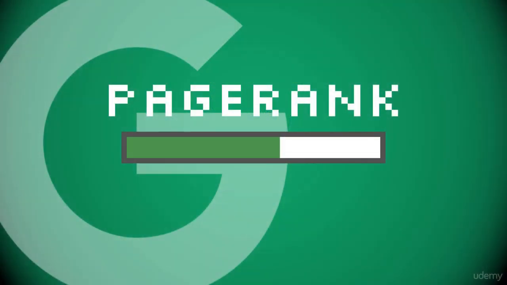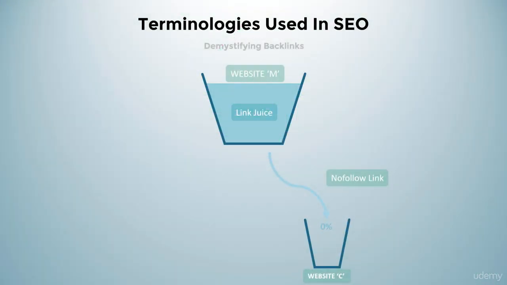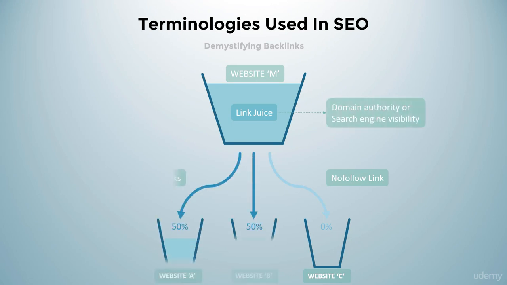Earlier, Google itself released a few extensions or plugins to see the PageRank of every domain and its interior pages. But from March 2016, Google removed the visibility of PageRank from the public. PageRank, link juice, domain authority, or search engine visibility of a domain name or a web page are all one and the same.